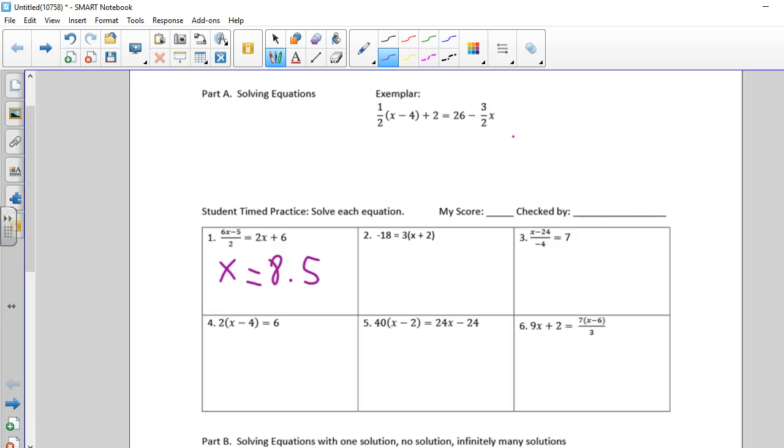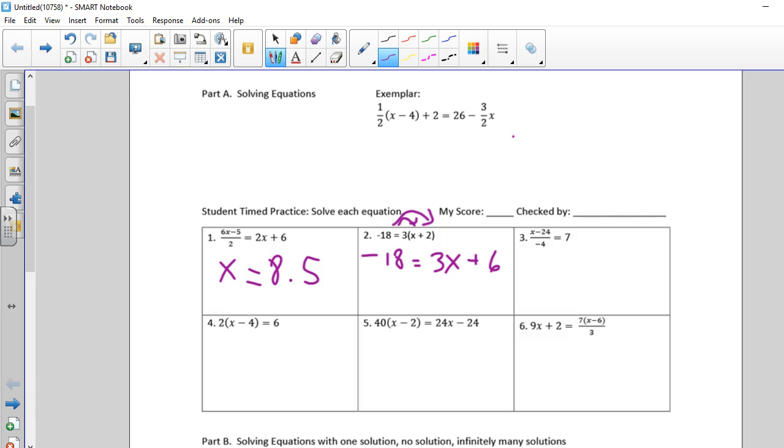On the second equation, we don't have any fractions, so we can just simplify by multiplying 3 across the parentheses or distributing it. So this one, negative 18, is equal to multiply 3 times x and multiply 3 times 2, and you get 3x plus 6.